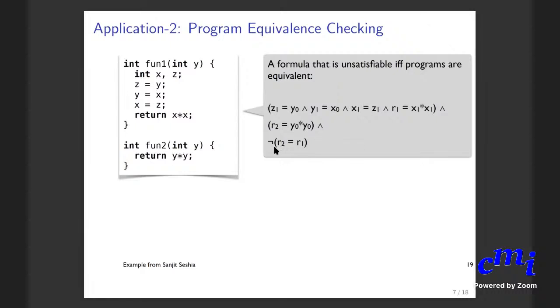Then what you have to show is that R2 is equal to R1. We have expressed the negation of that and then check if this is satisfiable. If the two are equivalent on all values, then this has to be not satisfiable. So I have expressed that equivalence checking problem as an unsatisfiability problem.